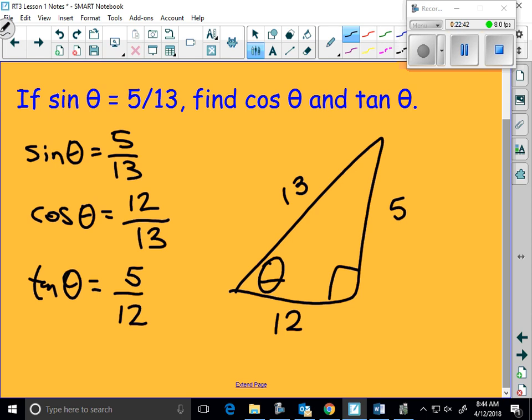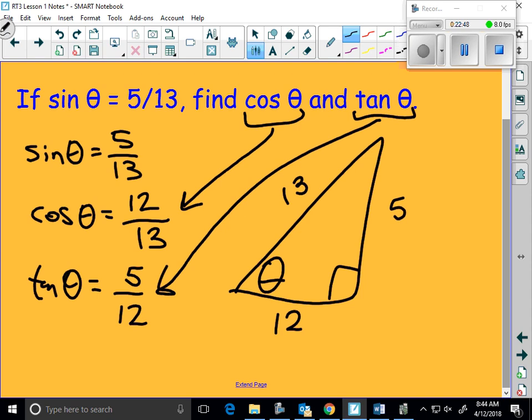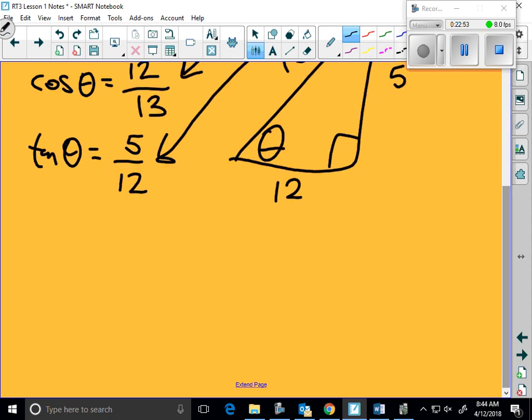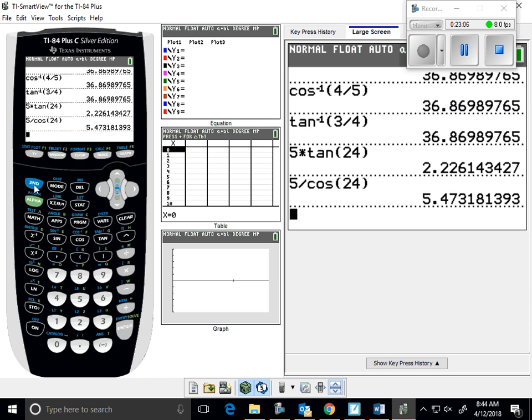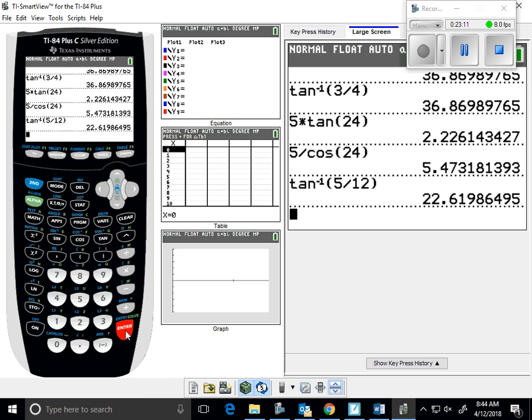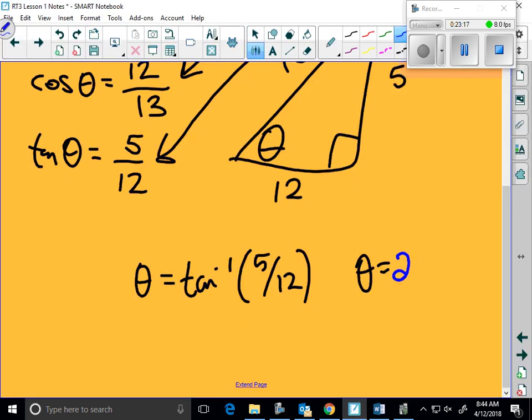I found the answer. It said find the cosine. Done. Find the tangent. Done. Now if I wanted to find the angle, I could do the inverse of any one of those 3. They should all be the same. I like tangent the best. It's my favorite. So if I did the inverse tangent of 5/12, I could find the measure of theta, which is an angle. I'm going to do that right quick here. Inverse tangent of 5 divided by 12. Oh yeah, 22.62 degrees. So theta is 22.62 degrees.